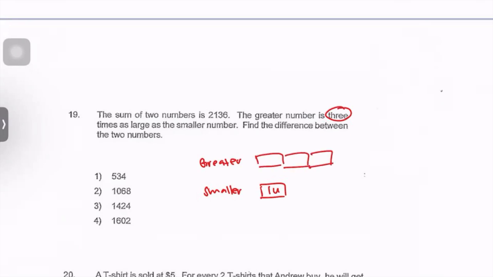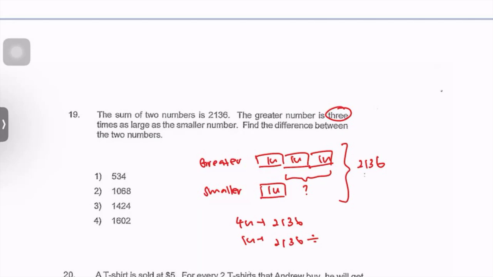They tell you the sum. Sum means add up, right? Or like the total. Sum is 2136, so you can label that on your model. Find the difference between the two numbers. Difference is this guy over here. And that will be 2 units. So firstly, how many units is 2136? If you count the total, you have 4 units. So 4 units is 2136. 1 unit is 2136 divided by 4.